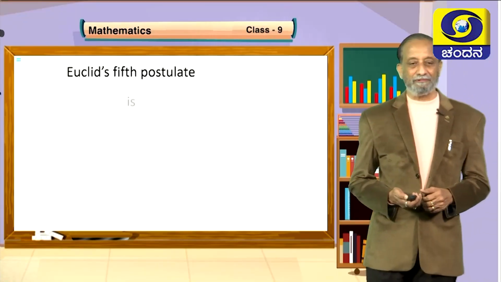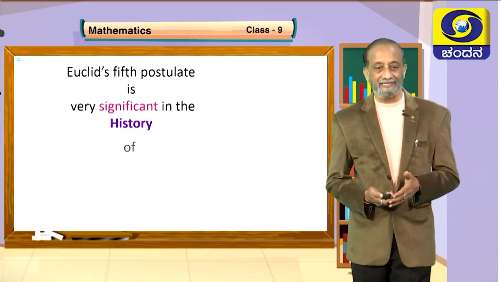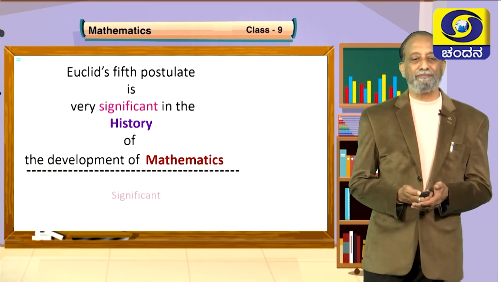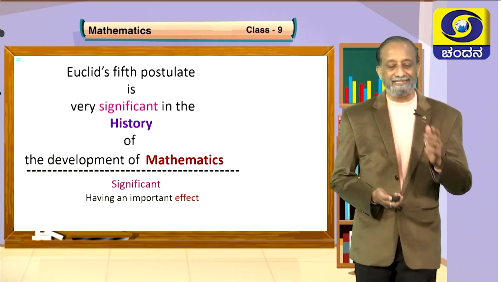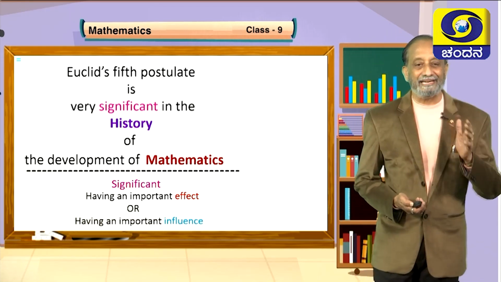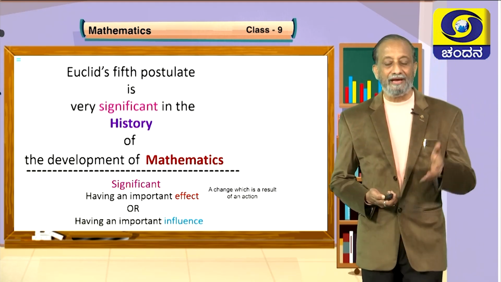Euclid's fifth postulate is very significant in the history of the development of mathematics. It is worth knowing the meaning of the word significant. Significant means having an important effect or having an important influence. The effect means a change which is a result of an action.